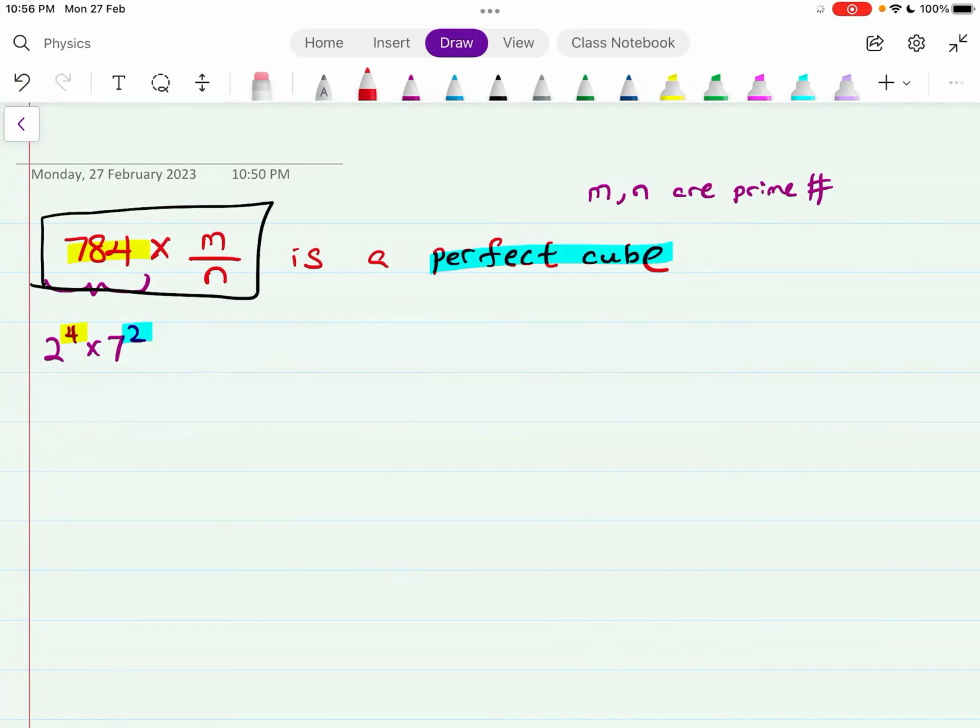Alright, so let's go through this question. We have m and n, which are both prime numbers. Find the values of m and n so that 784 times m divided by n is a perfect cube. Okay, so what do I mean by perfect cube? A perfect cube just means something that can be cube rooted.